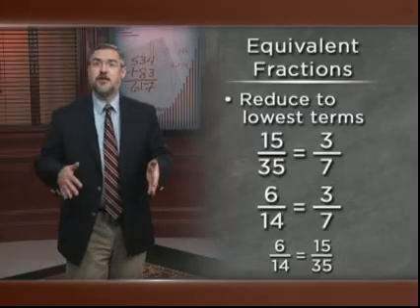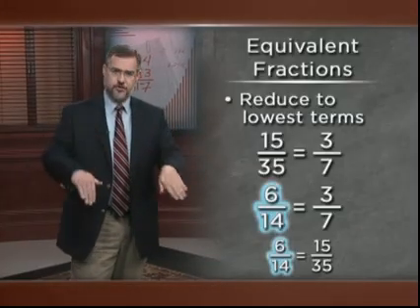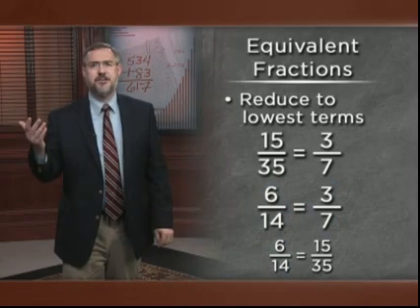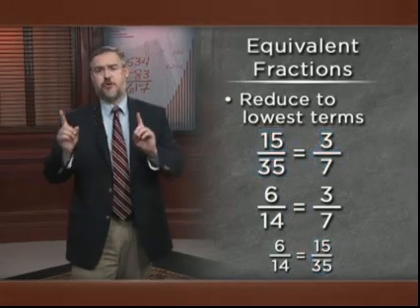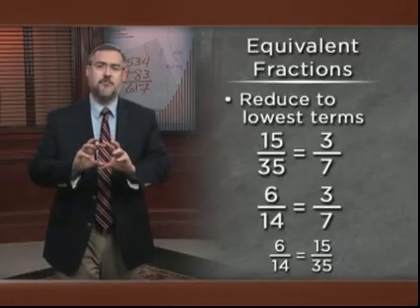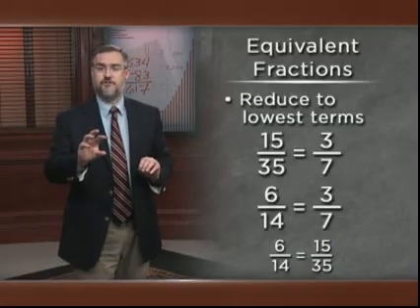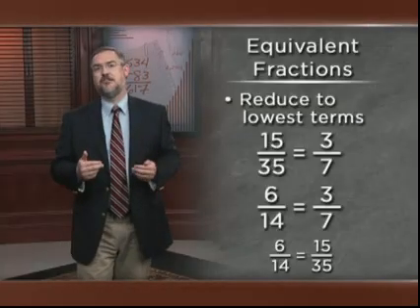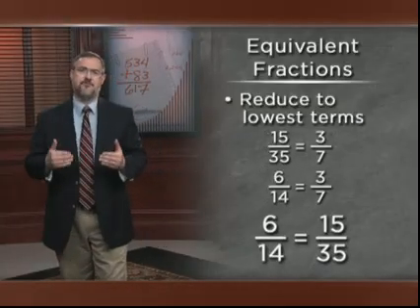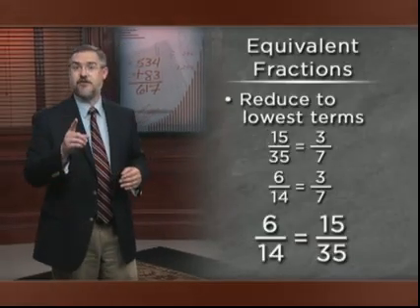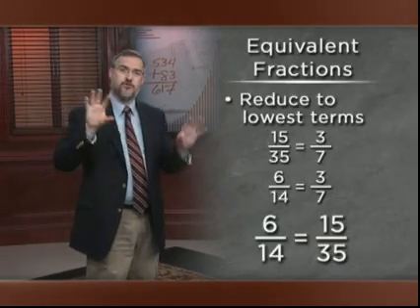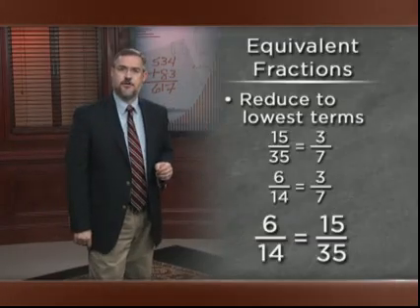Now notice something. 6 over 14 reduced to 3 over 7, and 15 over 35 also reduced to 3 over 7. And since both of those fractions have the same reduced fraction, the 3 over 7, it means that 6 over 14 and 15 over 35 are equivalent to one another. And that's very nice. That gives us one way of checking whether 2 fractions are equivalent. But there's a second way to check whether 2 fractions are actually equivalent.